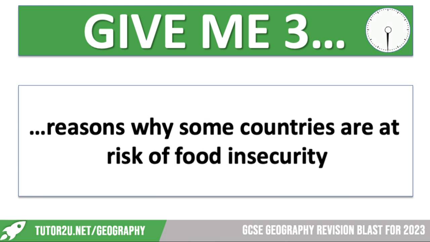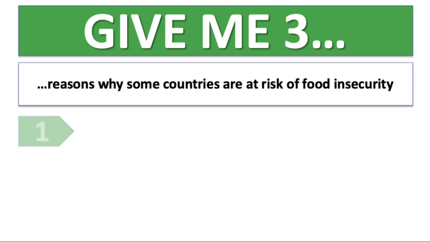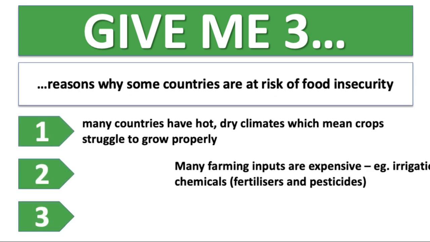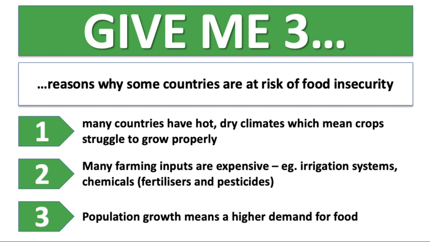Okay, let's have a look. So three reasons why some countries are at risk of food insecurity. We've got many countries have hot, dry climates, which means crops struggle to grow properly. Many farming inputs are expensive. So for example, irrigation systems, chemicals, your fertilizer and pesticides. So lots of farmers that perhaps would benefit from using those can't afford to. And population growth naturally means that there is a higher demand for food.